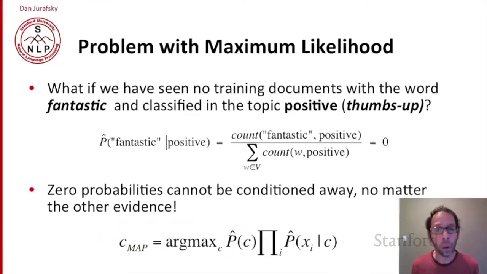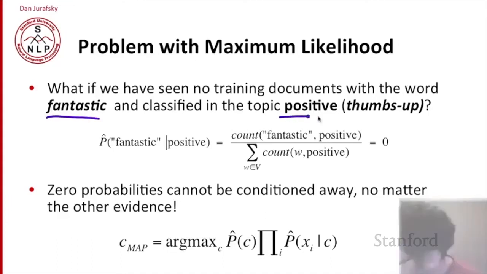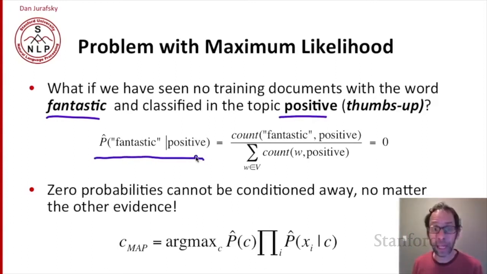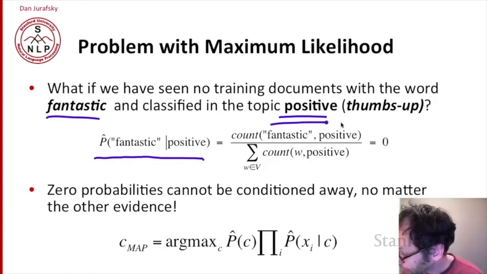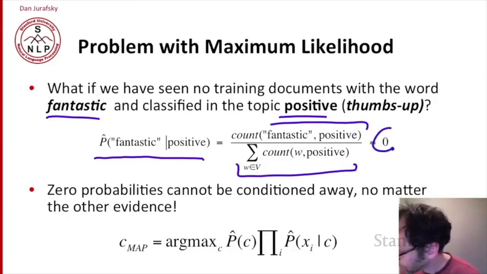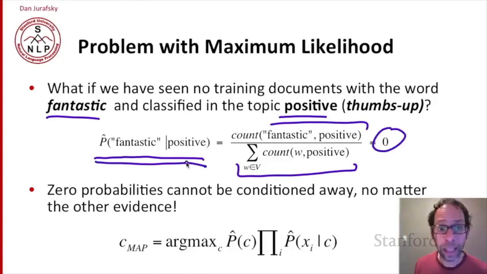Now, I've been lying to you. We don't, in fact, use maximum likelihood for naive Bayes. And the reason is the following. Imagine we're looking at the word fantastic. It might occur in the test set, but it happens not to have appeared in the training set, in the topic positive, let's say. So the probability of fantastic, given the class positive in our training set, by maximum likelihood, is the count of fantastic occurring in positive, normalized by the sum over all words of the count of those words in positive. But fantastic never occurs, so that count is 0. So the maximum likelihood estimate for the likelihood of fantastic given positive will be 0.